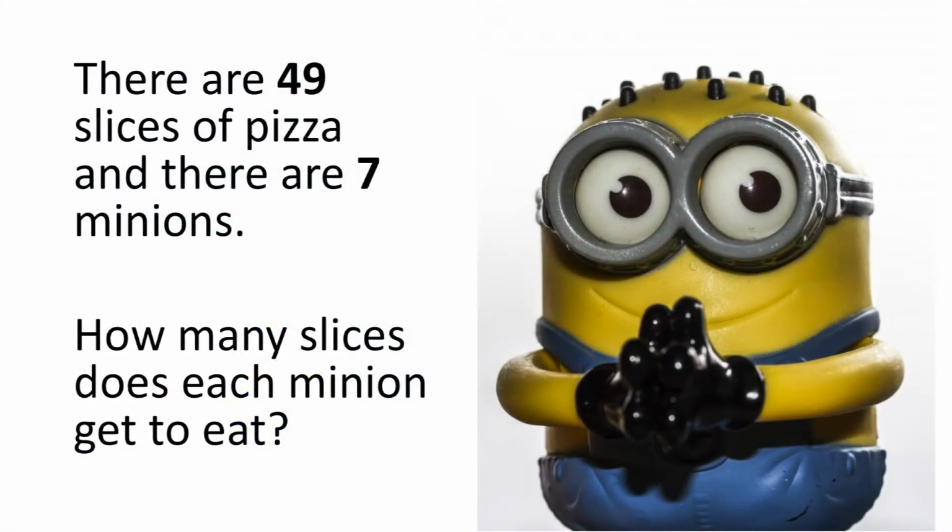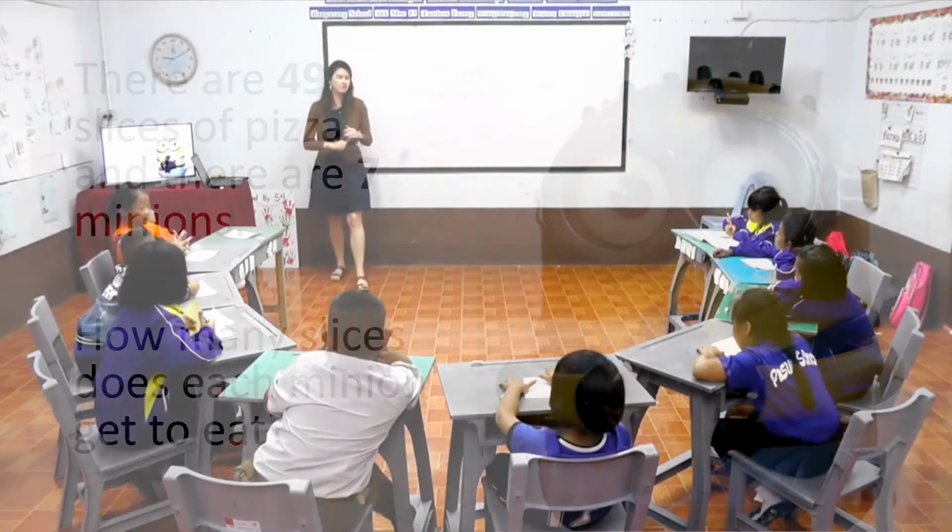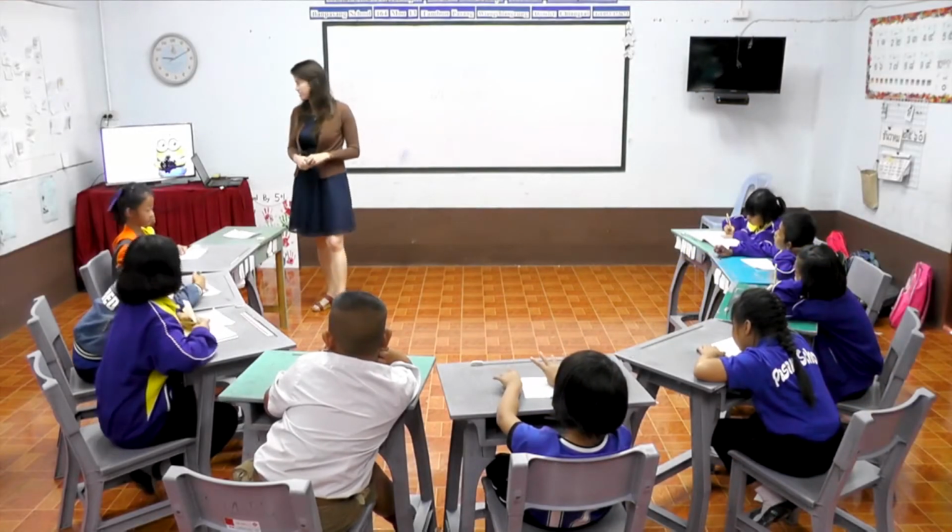49 slices of pizza. And there are 7 minions. How many slices does each minion get? So try to do this one on your desk. Think about what we do. We want to take our biggest number. See if you can write the equation all on your own.